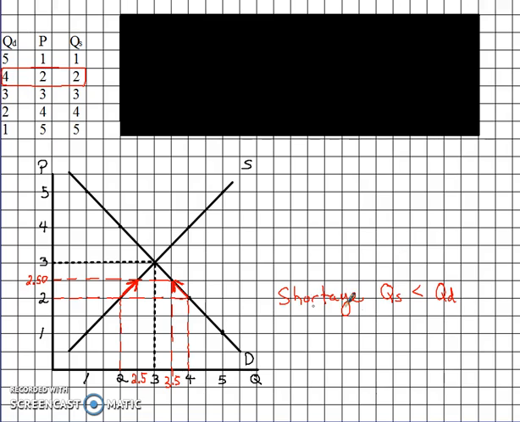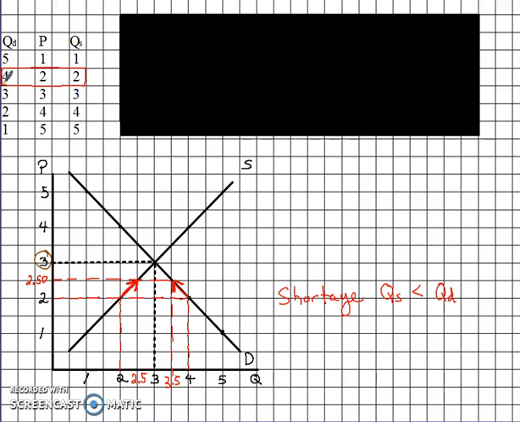And if there's still a shortage, that means that the consumers are going to bid the price up even higher, and they're going to bid it up until we get to this kind of magical point, if you will, where the price is $3. When the price gets to $3, come across and over to the intersection point where the quantity demanded is equal to the quantity supplied.